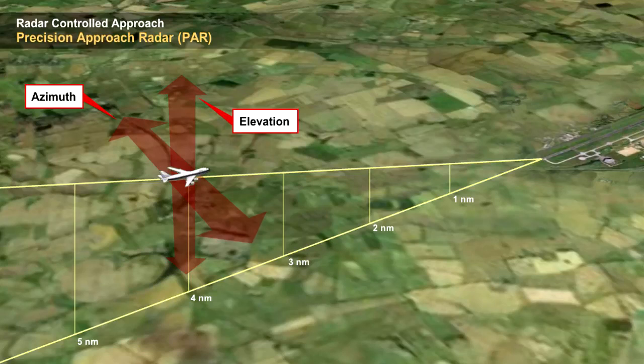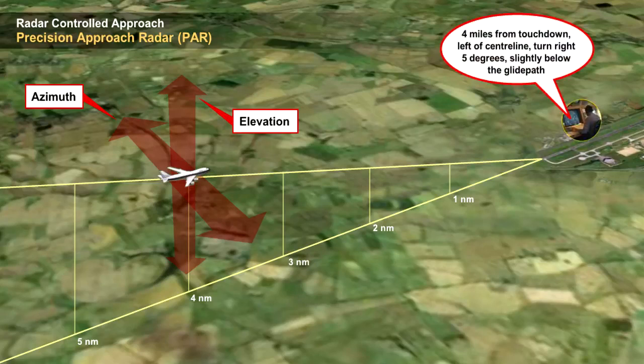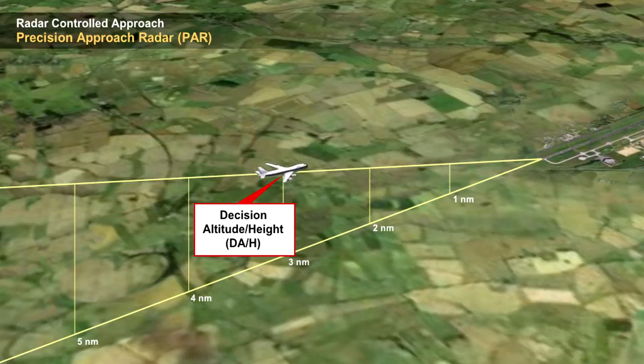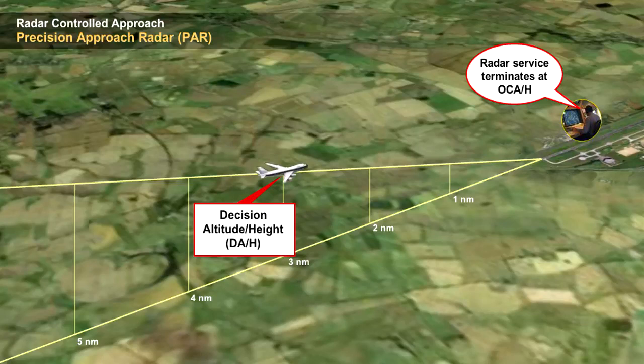For example, a typical controller communication might be: 4 miles from touchdown, left of centerline, turn right 5 degrees, slightly below the glide path. The pilot must turn right to follow the controller, but will make his own decision about rate of descent. The service will continue through the point the aircraft reaches the decision altitude or height. At OCAH, the pilot will be informed that radar service is terminated, although distance to touchdown and position relative to the ideal approach path should continue.